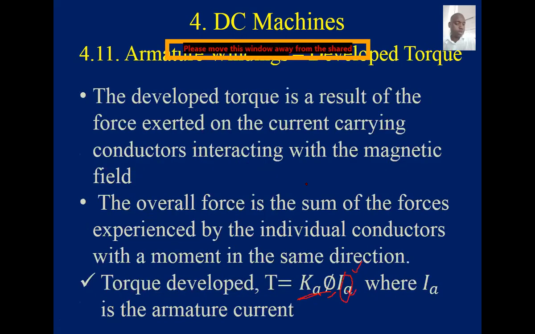And then on the torque, we say the torque is a result of the forces on the current carrying conductors that are interacting with the magnetic field. And so the overall force will be the force due to individual conductors, which produce a moment of force or a torque in the same direction. And then the torque will be equal to Ka phi Ia, right?